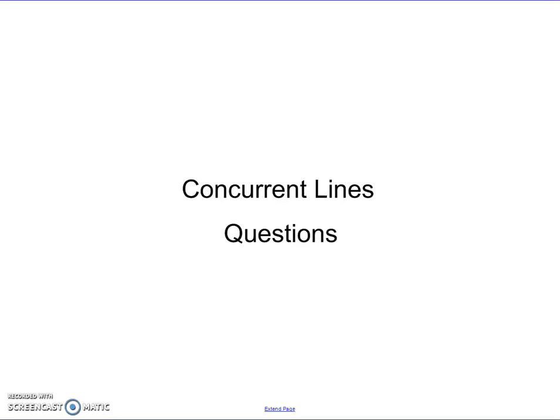So we've talked about the skills that are involved when working with concurrent lines. That is 3 or more lines that intersect at the same point, and proving that they do. Proving that these 3 lines intersect at that one point. What I'm going to do in this video is set you a couple of questions on this. I want you to pause the video, have a crack at them, then come back and check your solutions against the working presented here. Here you go.